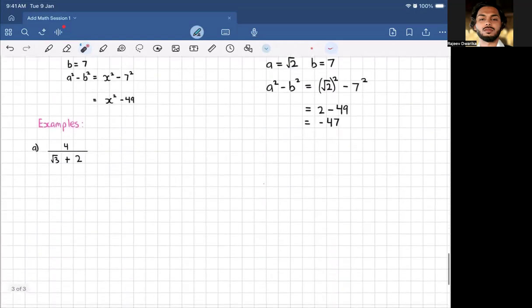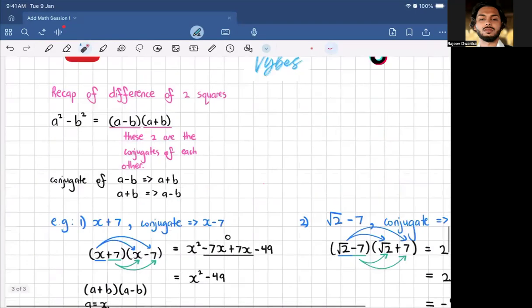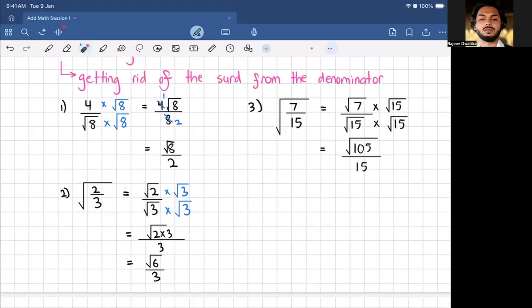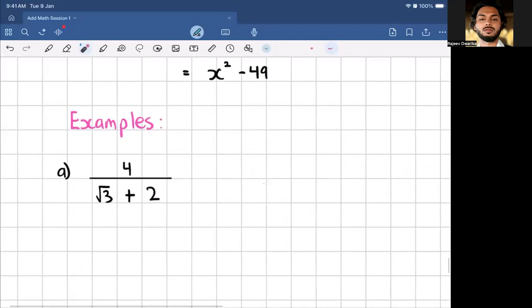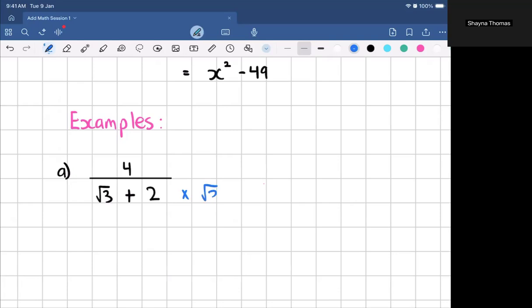You remember in the last couple of examples, you would just multiply by root 8, or just multiply by root 3. In this example, you're going to multiply by the conjugate, which is what I was showing you guys. So, Shana, what is the conjugate of root 3 plus 2? Root 3 minus 2. Yeah, root 3 minus 2. And we already know that is a difference of two squares, and we had to do that on top as well.